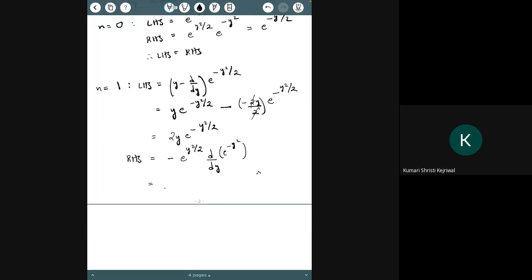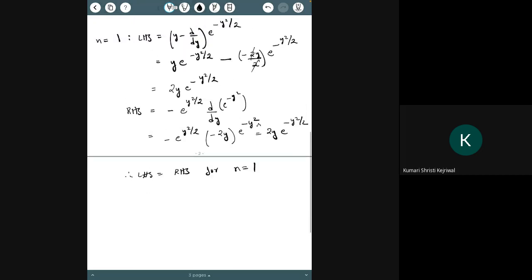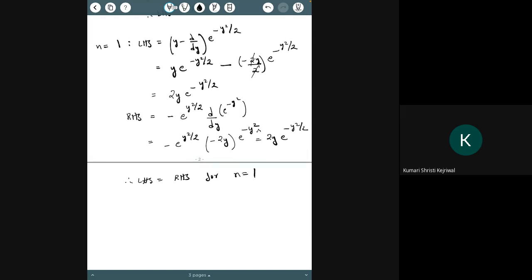And that is equal to 2y e to the power minus y squared by 2. Therefore, LHS equals RHS for n equal to 1 as well. So what is the next thing that we need to show? Assuming that the equality holds for n equal to n, we need to show that it holds for n equal to n plus 1.